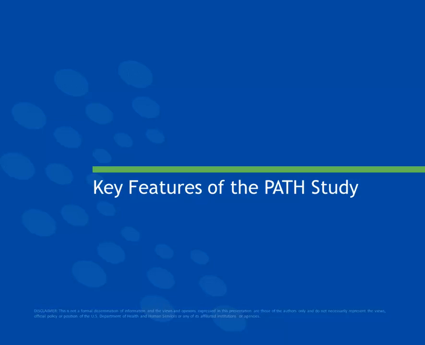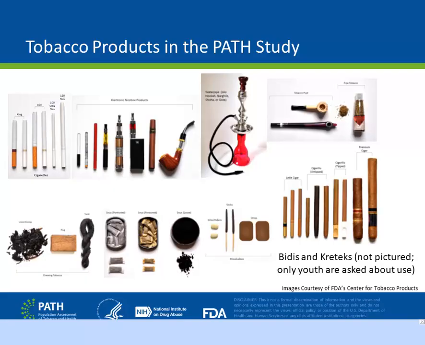There are a number of key features that make the Path Study unique from other national surveillance studies. First, the Path Study collects data about a wide variety of tobacco products. These images show most of the products, including cigarettes, e-cigarettes, and other electronic nicotine delivery devices, pipes, smokeless tobacco including snus pouches, dissolvable tobacco, and cigars including traditional cigars, cigarillos, and filtered cigars. Youth are also asked about bidis and kreteks, which are not pictured.